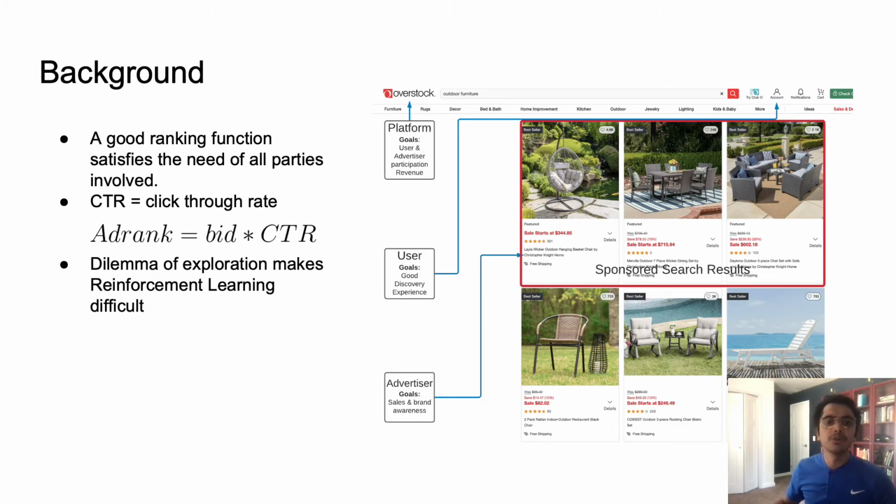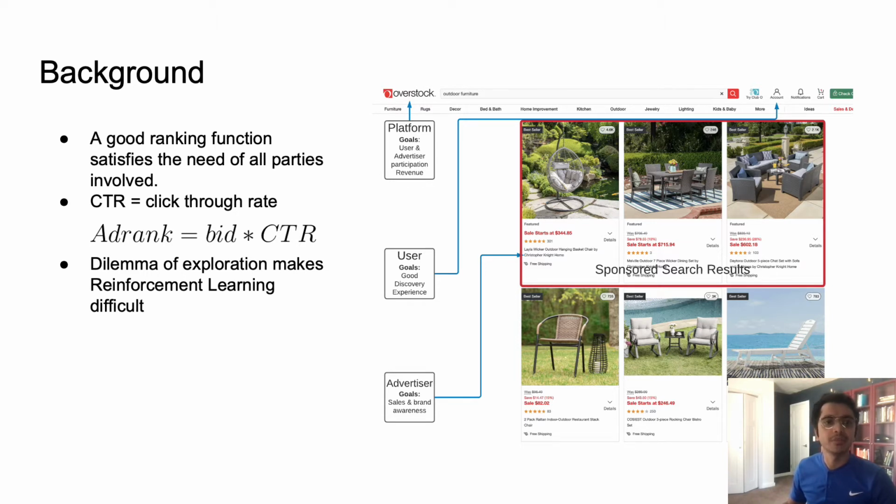Firstly, I want to give you an introduction to Overstock and the sponsored ranking problem at Overstock. Overstock is a retail e-commerce marketplace for home goods that consists of products on sale put on by our partners that users interact with. These partners also bid for particular placements on the website. The sponsored search experience consists of showing multiple items that are paid for by advertisers to users. In this context, a good ranking function is able to satisfy demands of all parties involved, that is, the needs of the platform, user, and advertisers.